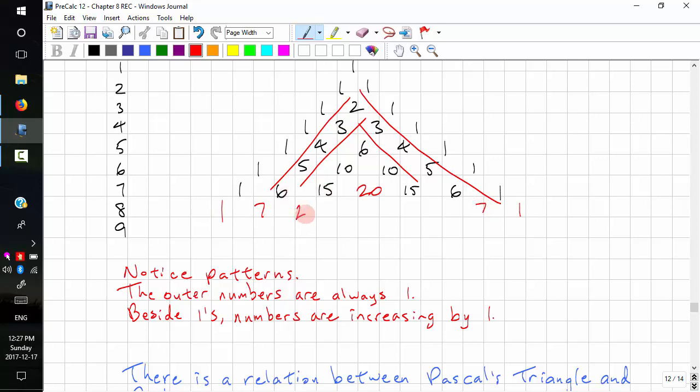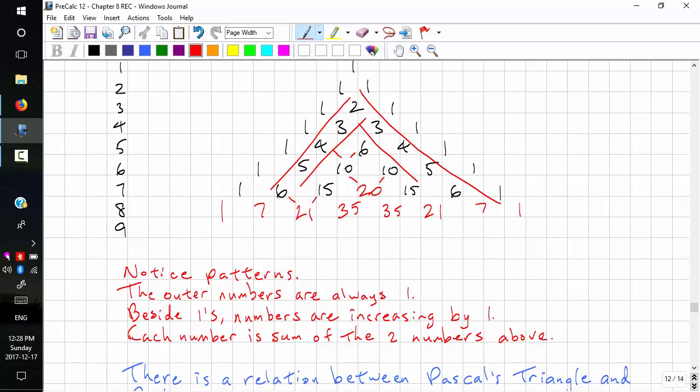6 plus 15 is 21. 15 plus 20 is 35. 20 plus 15 is 35. And 15 plus 6 is 21. So each number is the sum of the two numbers above. So the two numbers above, the two numbers above, the two numbers above.